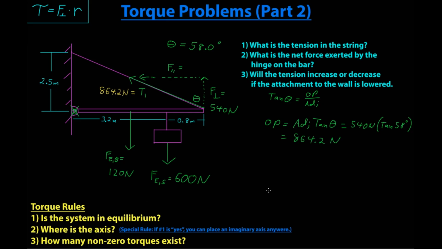540 newtons times tangent 58 degrees gives us 864.2 newtons. Therefore, the force to the right from the hinge has to be 864.2 newtons to counteract the force from the left, which I'll put here. Okay, how about the vertical force?